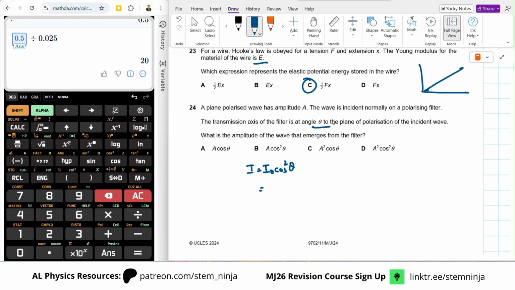So we know intensity is proportional to amplitude squared. So if this is the case, we would actually get it in the form of amplitude squared. Simple, A naught squared, and this would also be squared. So amplitude itself would be the square root of both, A naught cos theta. So A part.